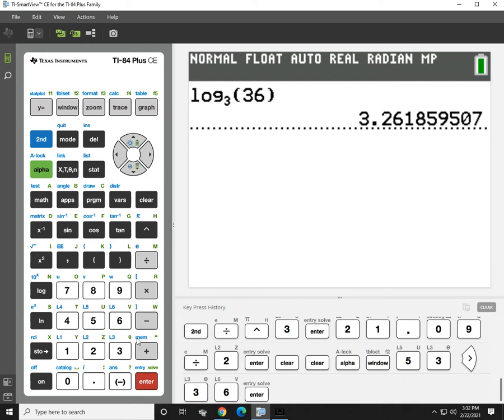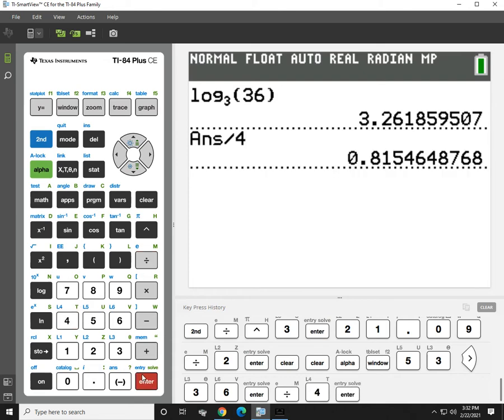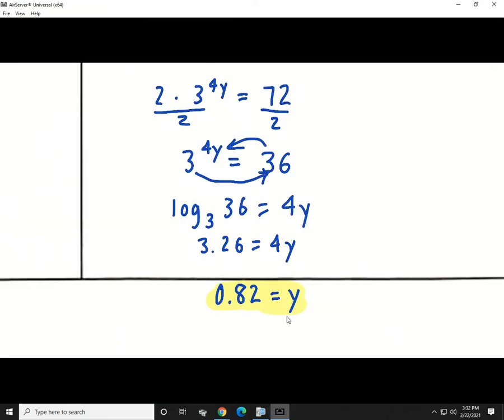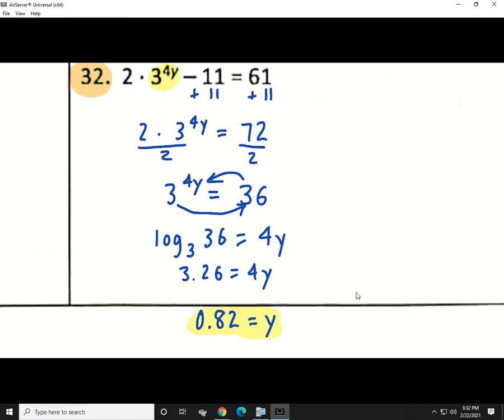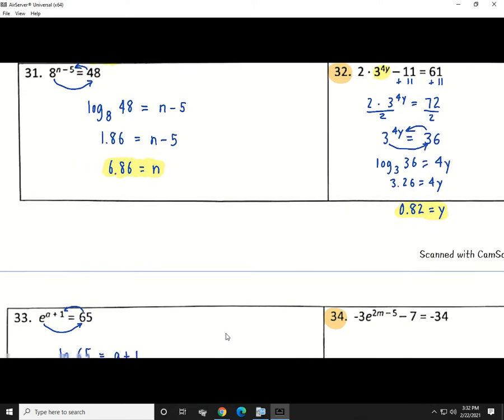And then we're going to divide that by 4, and our answer is going to be about 0.82. About 0.82. So again, go back to your paper, and you'll see here the whole problem worked out. We did the log base 3 of 36 and got 3.26, and then I divided it by 4 to get 0.82. So expect to see one like number 32 on your test.